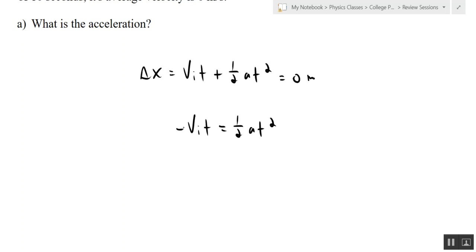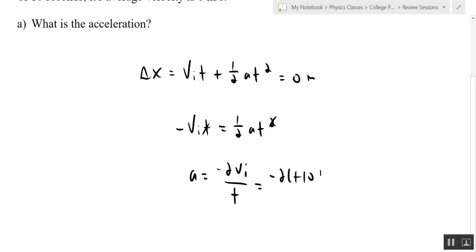So what happens to one of the t's? One of the t's cancels, as long as the t isn't 0, you can do that. It's not 0, it's 10 seconds, right? So you have negative VI is 1/2 AT, correct? So then you have to solve for A. Well, you have to multiply by 2 to get rid of the 1/2, and you have to divide by t. It algebraically cancels out, right? Just algebra.